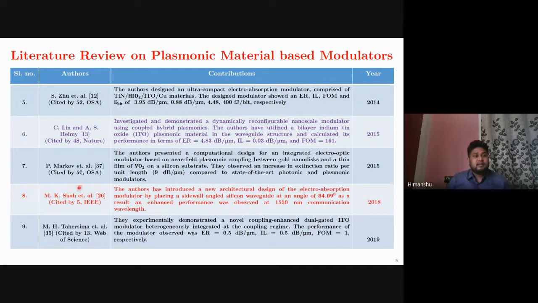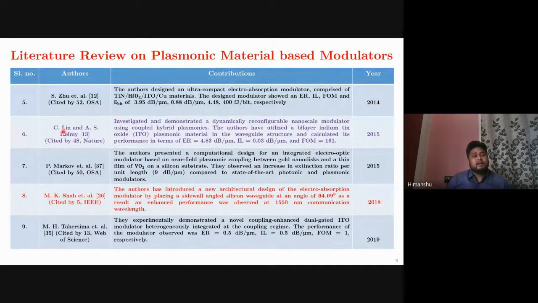Now coming to the next slide, here Adju et al. The authors here have designed an ultra-compact electro-absorption modulator, and their structure comprises titanium nitride, hafnium dioxide, indium tin oxide, and copper material. The designed modulator showed an ER, IL, FOM and E-bit of 3.95 dB per micrometer, 0.88 dB per micrometer, 4.48, and 400 femtojoule per bit, respectively. This work was published in the year 2014, and it was cited by around 52 papers.